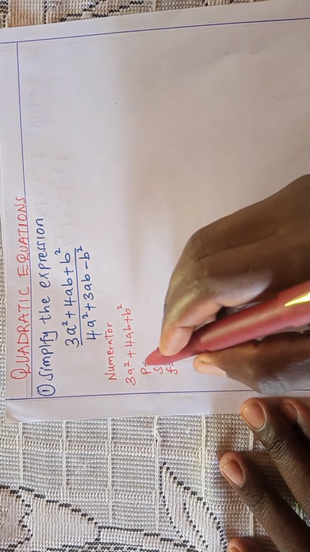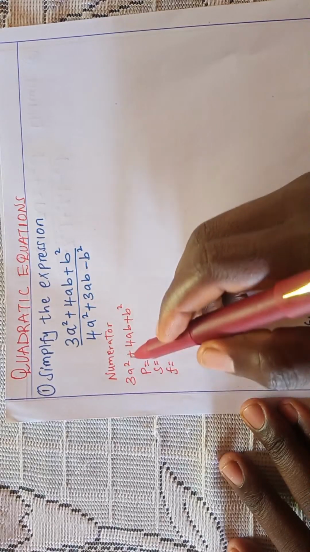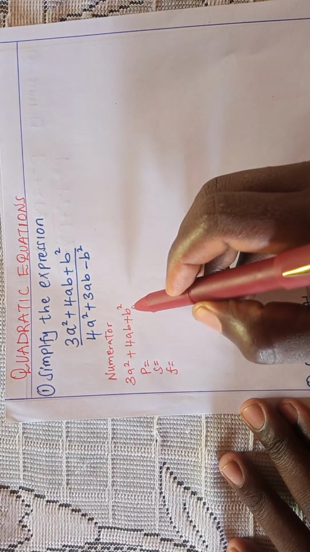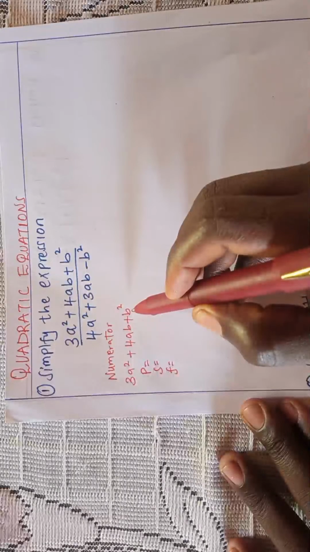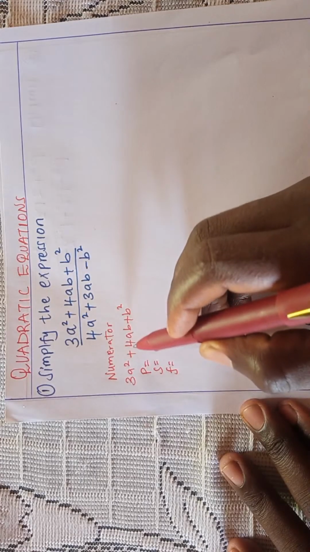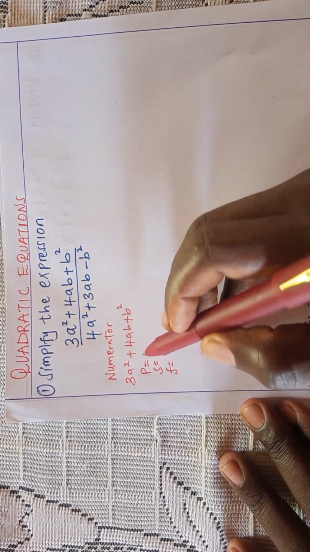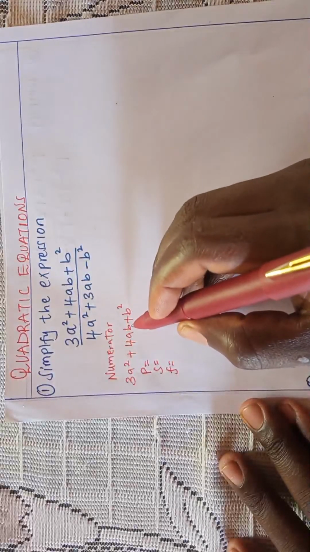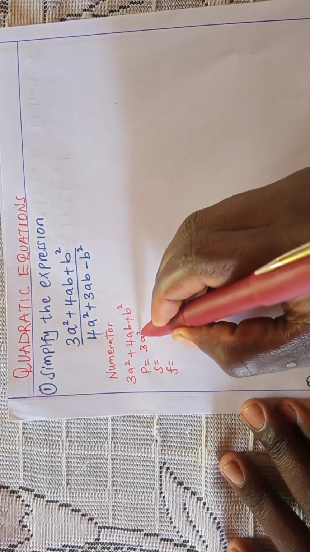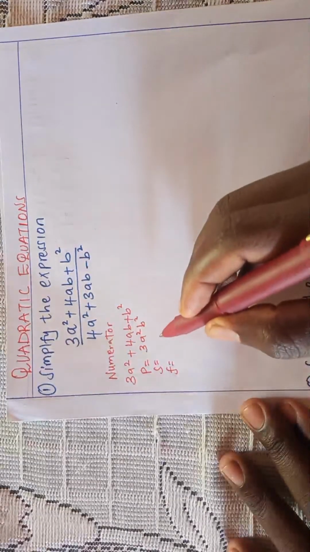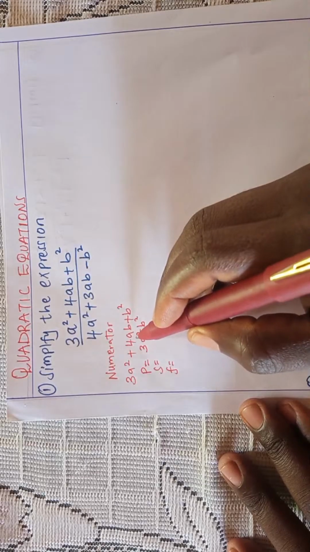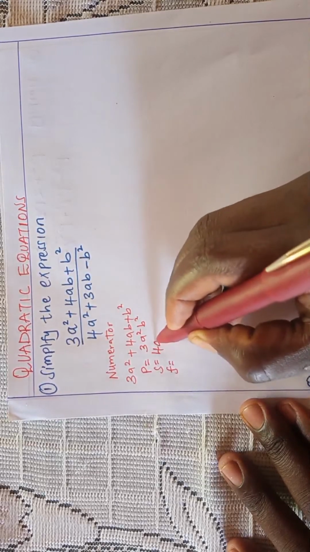To get the product, we take the first term, 3a squared, and multiply by the last term, which is b squared, or the third term, because we have three terms here. Multiplying 3a squared by b squared, we get 3a squared b squared. The sum, we all know, is the second term, which in this case is 4ab.